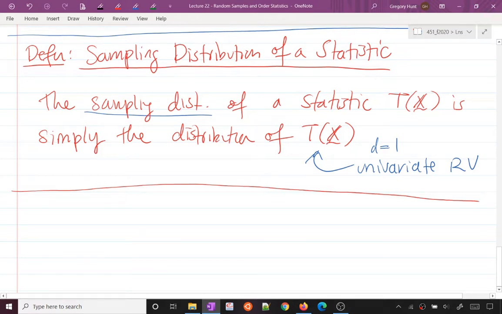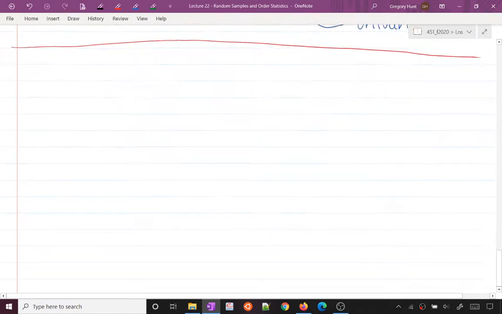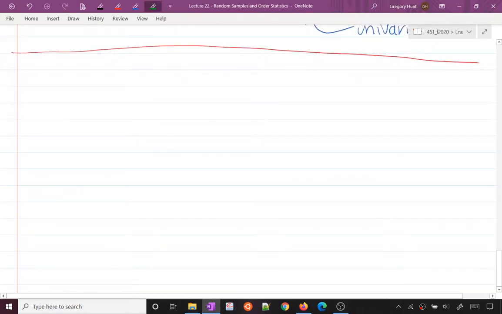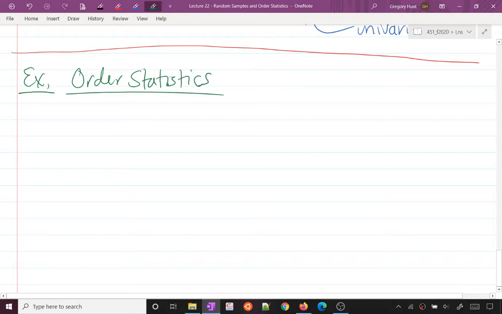So let's talk about some examples of sampling distributions, or distributions of some statistics. For the rest of this lecture, we're going to talk about order statistics. It's a great topic to get familiar with some of these ideas. So henceforth, our collection of x sub i are a random sample.